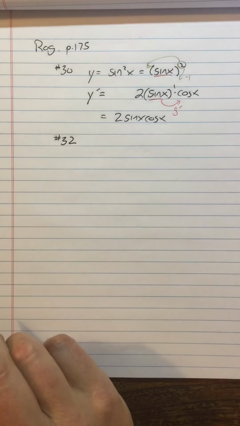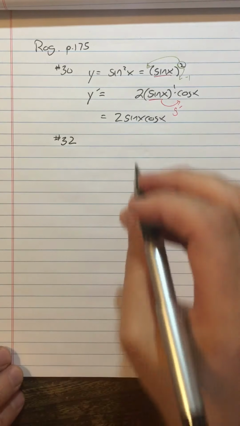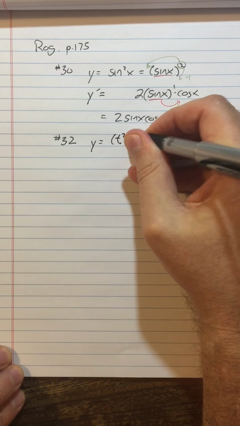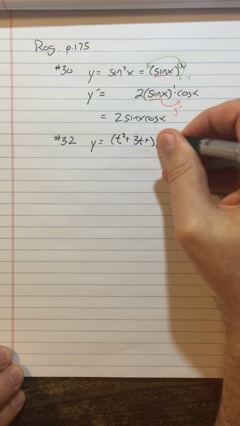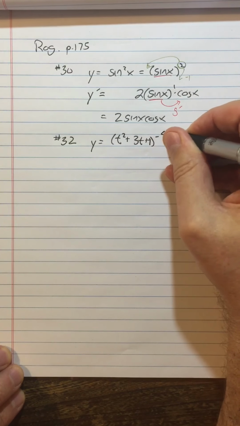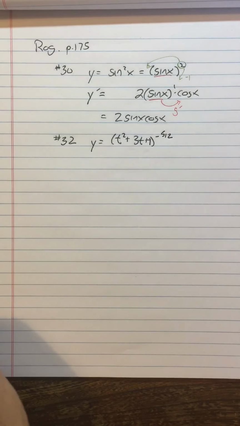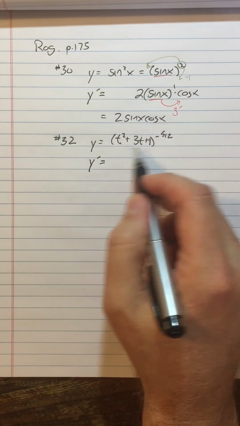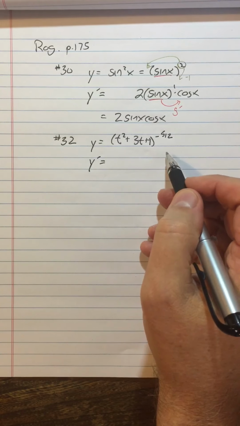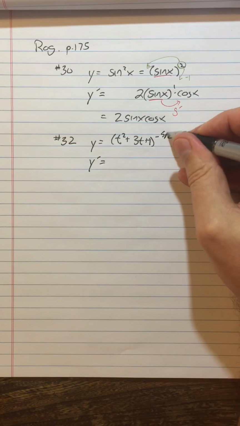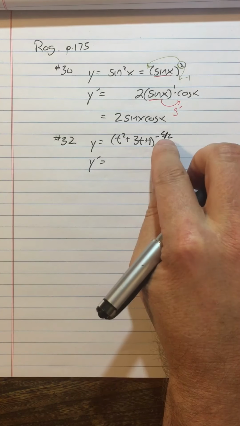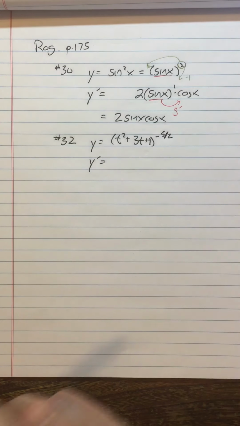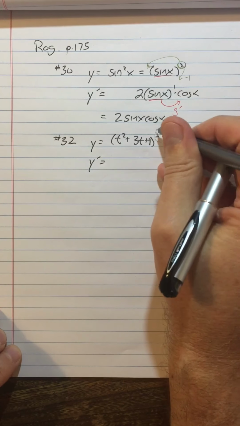So number 32 says I have y equals t squared plus 3t plus 1, whoops, to the negative 5/2 power. All right, first, let's say that we're doing a derivative. Look for any manipulations. Is there any way we could simplify this? No. If this was just the second power, I might consider squaring out the binomial. It might be easier, not with 3 terms probably though. So there's no real way to simplify it.